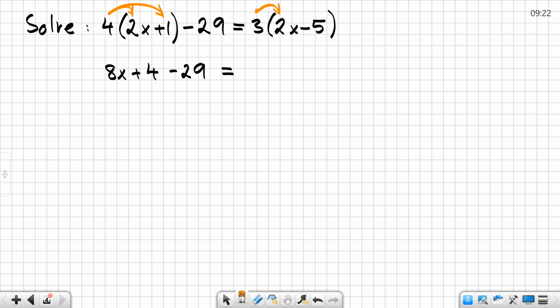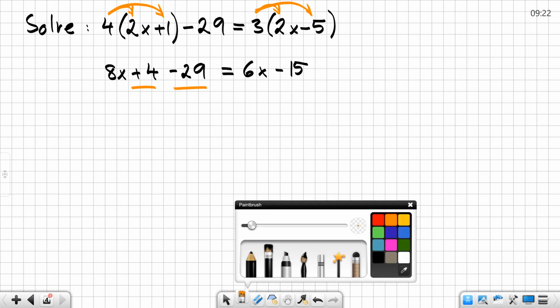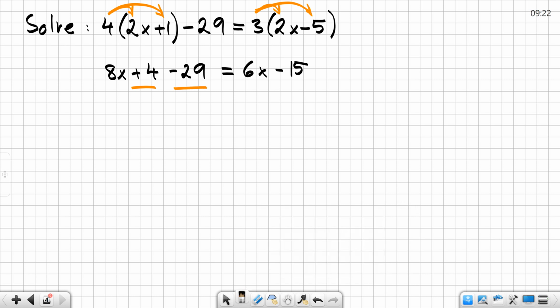Right side, same thing. There's a set of parentheses, and I have to use my distributive property. 3 times 2x, that will give us 6x. 3 times a negative 5 is a negative 15. Now, I'm still not completely done with simplifying both sides, because on the left side, I see that I have 2 constant terms which can be combined. And I get 8x, positive 4 minus 29 will be a negative 25. All right, now I'm done with step 1.